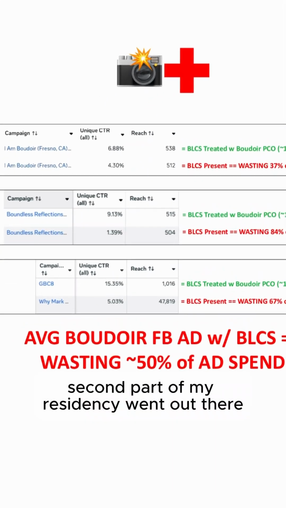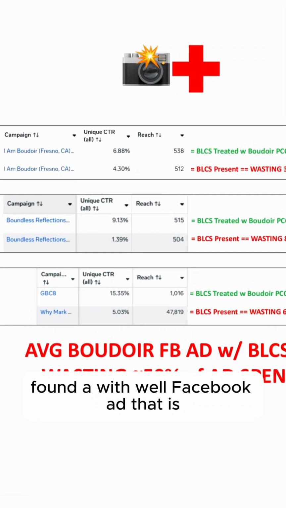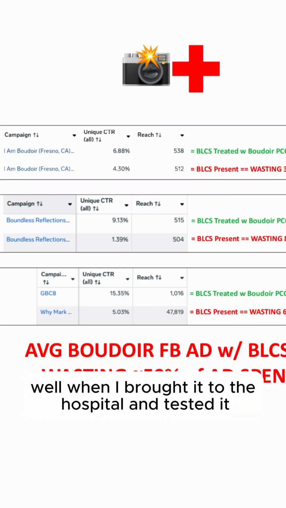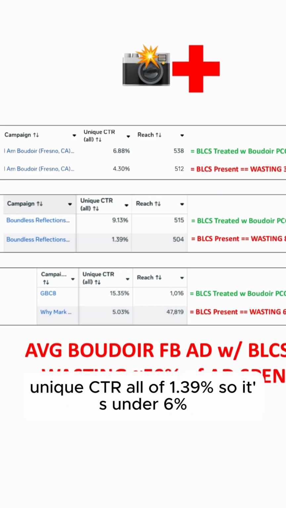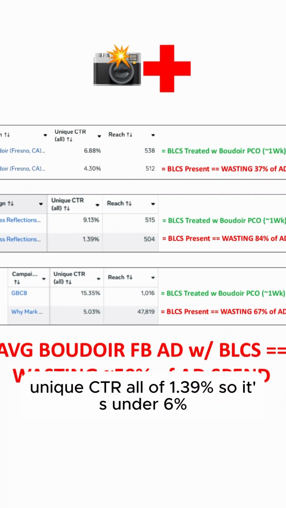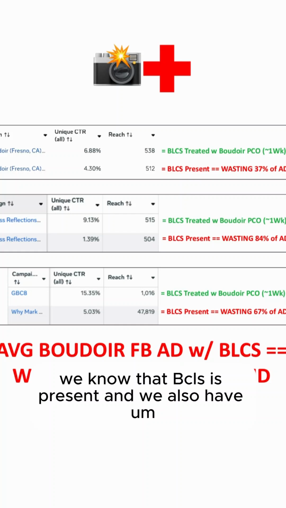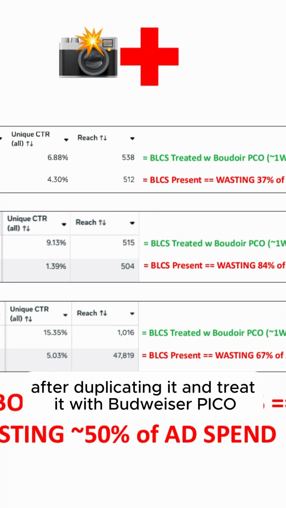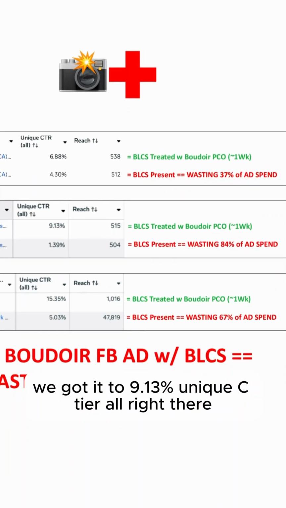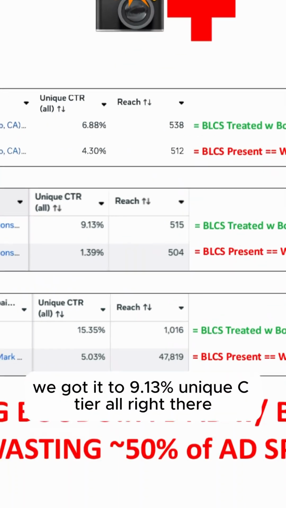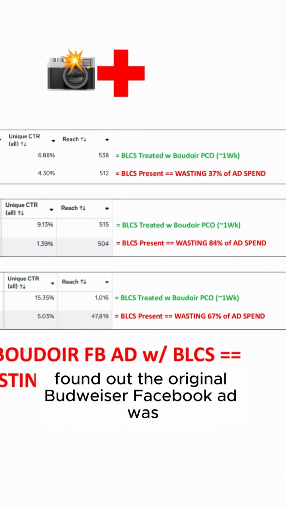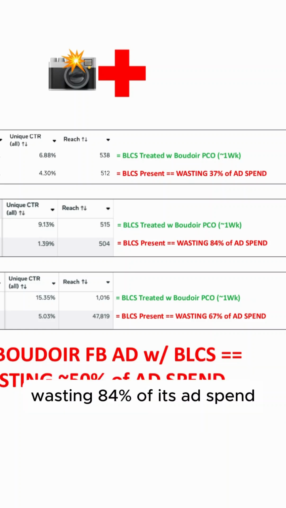Second part of my residency, I went out there and found a boudoir Facebook ad, and when I brought it to the hospital and tested it, unique CTR all of 1.39%. So it's under 6%. We know that BLCS is present. And after duplicating it and treating it with boudoir Pico, we got it to 9.13% unique CTR all right there. So big difference between these ones. We found out the original boudoir Facebook ad was wasting 84% of its ad spend.